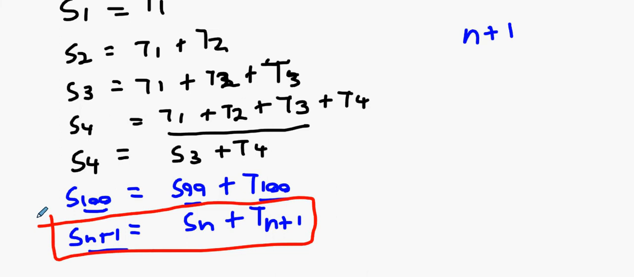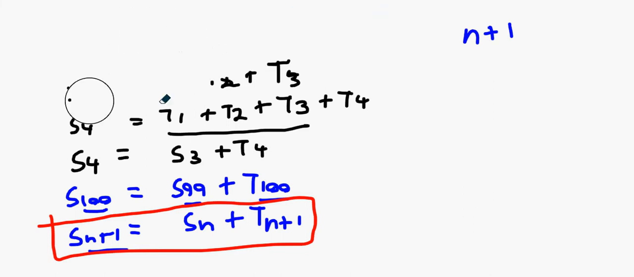S of n plus 1 equals S of n plus T of n plus 1. It's the same thing as S100 equals S99 plus T100. It's the same thing. Okay, we all good? Now, that is the underlying premise for these questions. Alright? All that was word for word in the video as well, but we'll keep going.